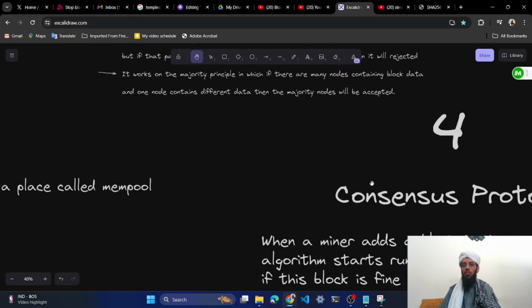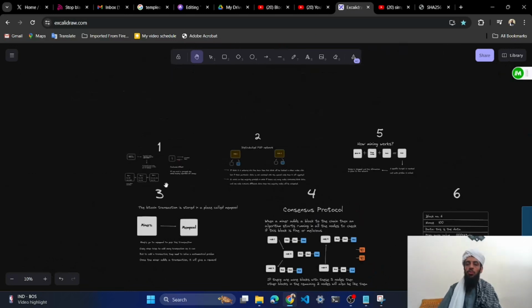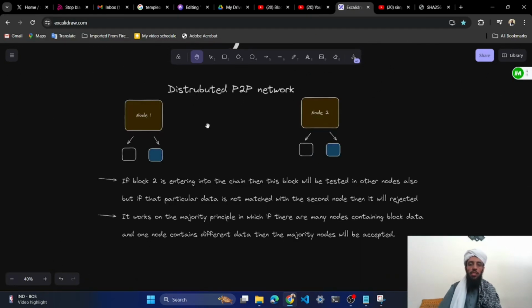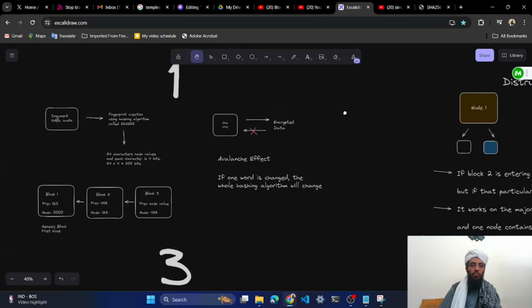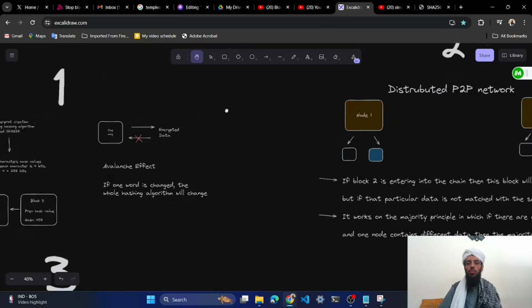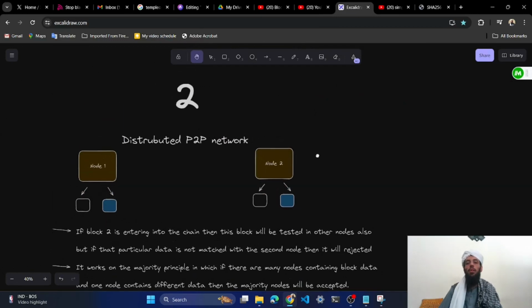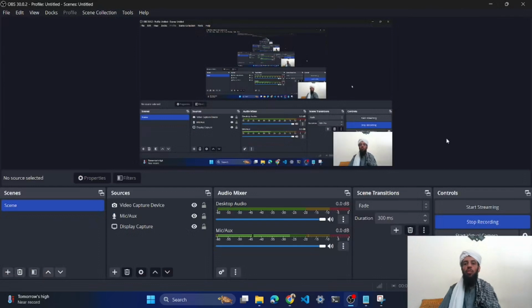So these are some of the other concepts that I will be talking about in the upcoming videos, like the consensus protocol and how the mining works. But for this video, I have just described the first and second points: how the blocks are working, how the data will be stored with the hashing algorithm, and what the distributed P2P principle is. So yeah, I hope you understood and liked this video.